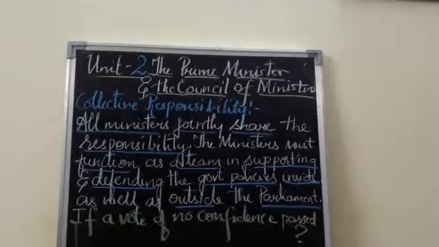So collective responsibility, if it comes to 1 mark, how do you write? All the ministers are jointly sharing the responsibility. The ministers must function as a team in supporting and defending the government policies inside as well as outside the Parliament. So a sure 1 mark question is, what happens if a vote of no confidence is passed against a ministry? The answer is very simple. If a vote of no confidence motion is passed against the ministry, the entire ministry resigns. So the key word over there is the entire ministry resigns.